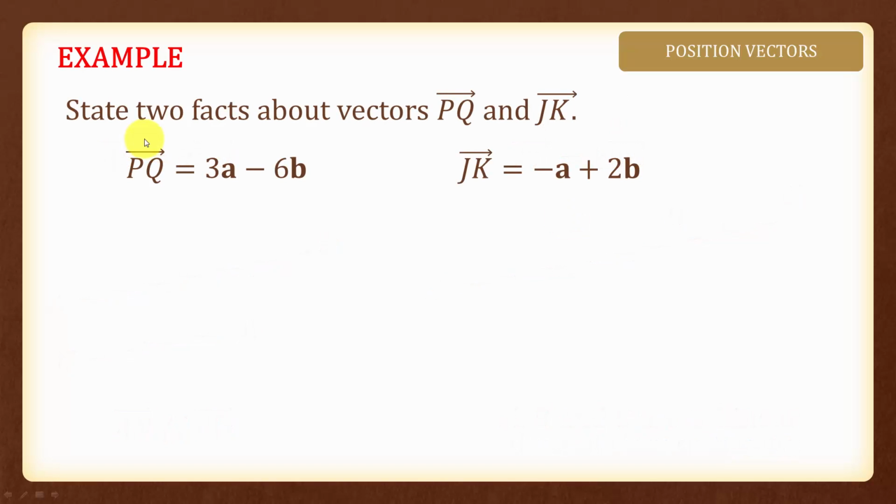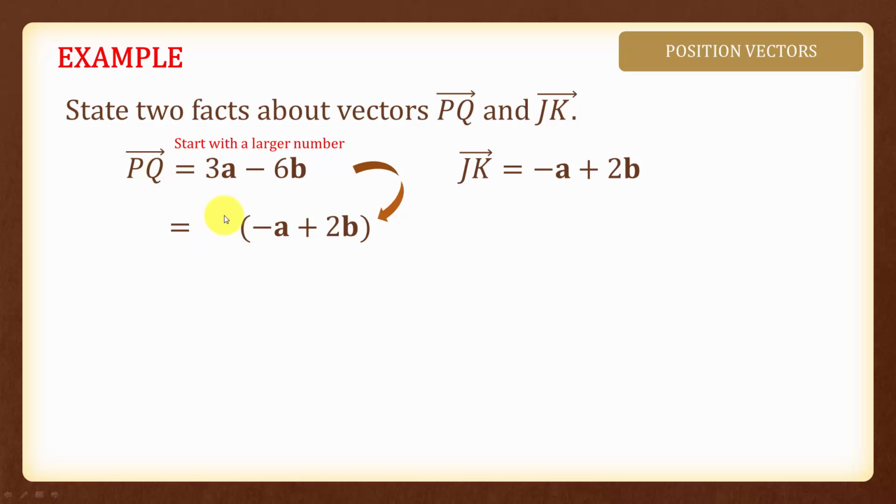In this example, we are asked to state two facts about vectors PQ and JK. What we need to do is see whether these two vectors are scalar multiple of each other. We will start off with a larger number, let's say 3 here, and we'll see whether we can factorize out the vectors here. Is there a scalar that you can use to multiply this vector JK so that it will be equals to PQ?